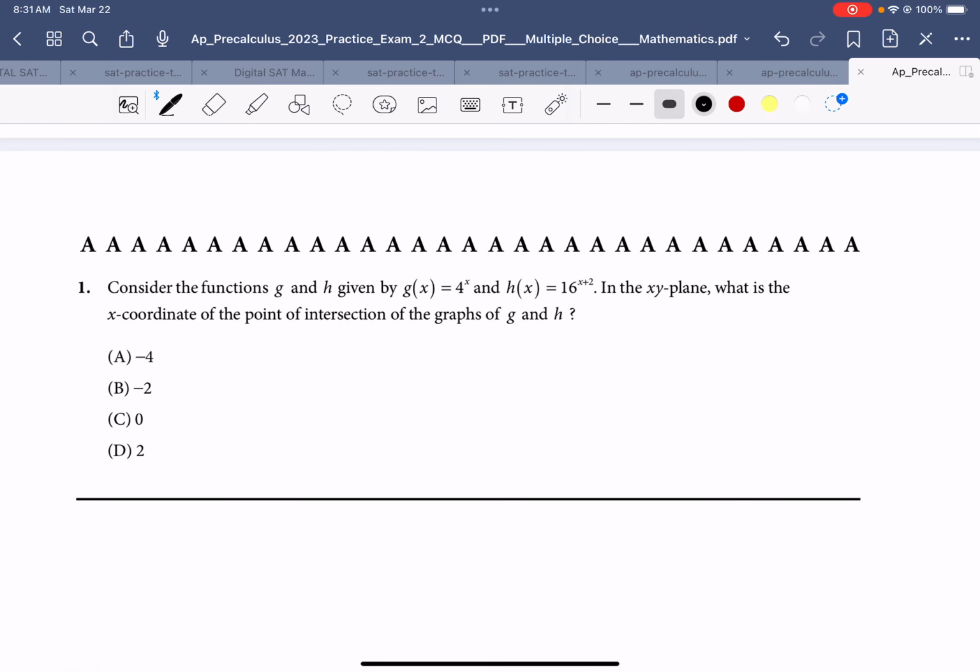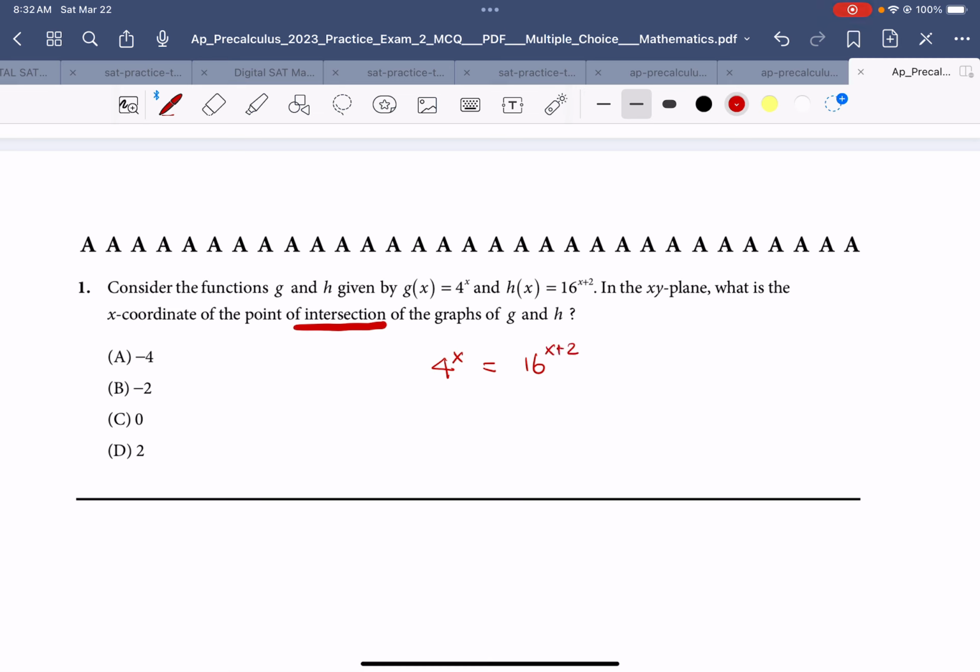Number 1, consider the function g and h given by g of x is 4 to the x and h of x is 16 to the x plus 2. In the xy plane, what is the x coordinate of the point of intersection of graphs g and h? So whenever you see the intersection, you can set equal to each other. So 4 to the x equals 16 to the power of x plus 2.